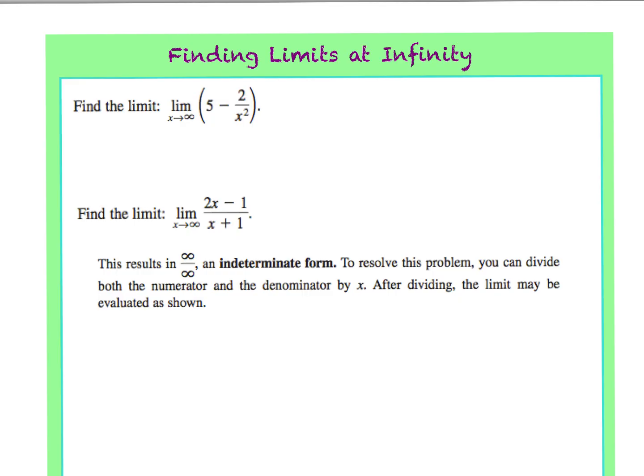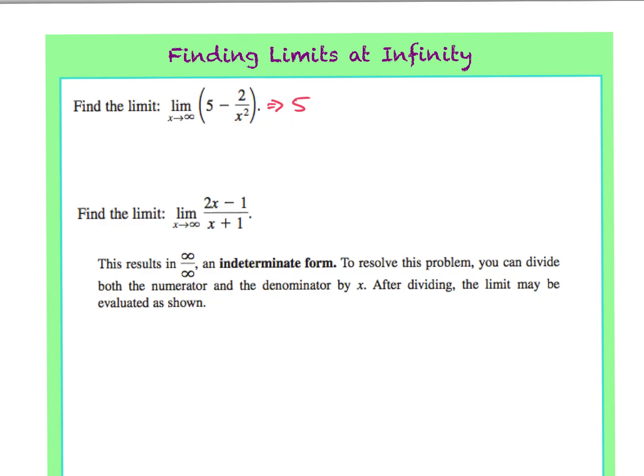So now this first one, I have a limit as x approaches infinity of 5 minus 2 over x squared. And so when I kind of substitute in infinity, I'd have negative 2 over what? Really big. And so if I have a number over really big, that goes to what? 0. And so now I'd have 5 minus 0, which would be what? 5. And so that limit to infinity would just be 5. All right, let's look at the next one.